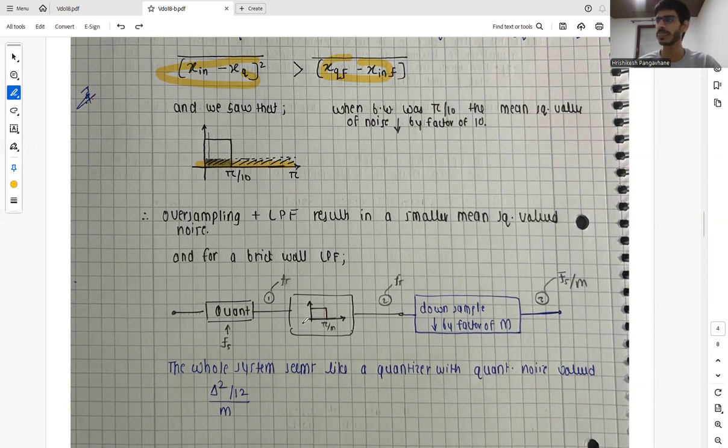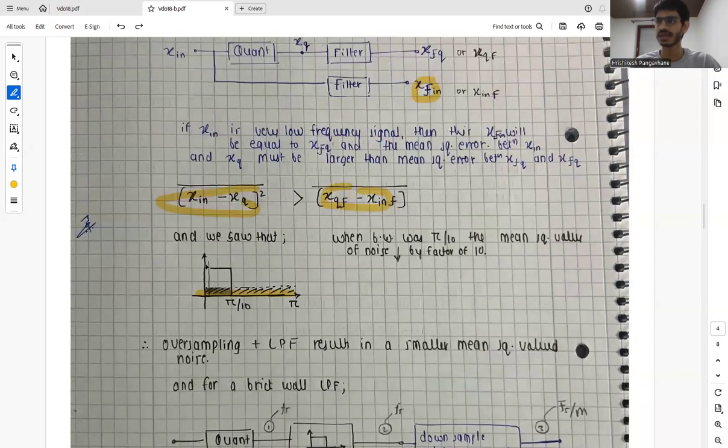We have a quantizer, then we have a filter. So after the quantizer, we have a filter, and we did oversampling over here. So we will downsample by a factor of m. So why will we downsample? Our signal is anyway at lower frequencies, or it's hovering around DC, let's say. So even after low pass filtering, we have this much frequency range or bandwidth. Even if we downsample at this point, our signal is not harmed.